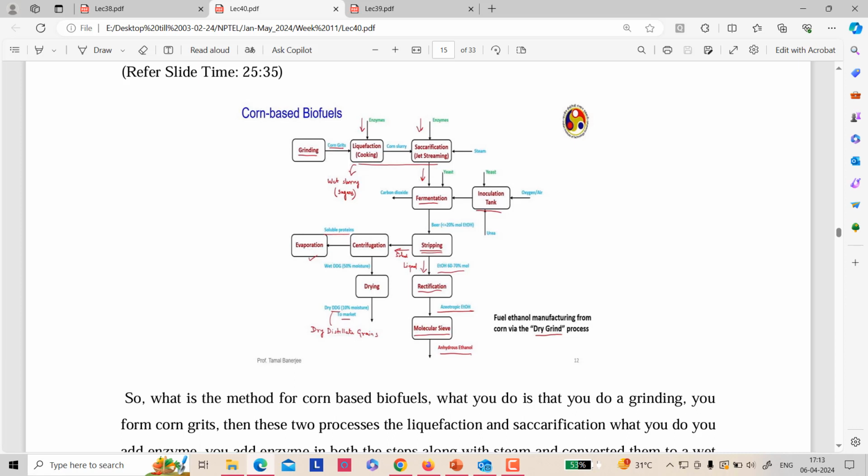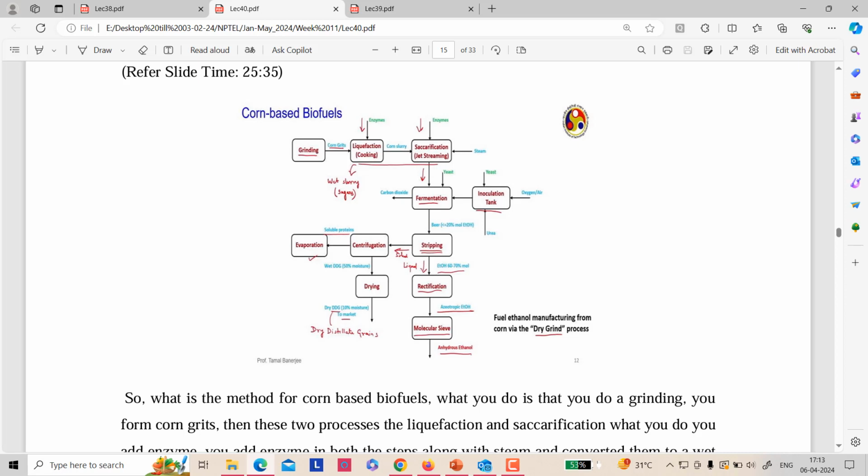And in the fermentation section, the yeast is given. So yeast is pre-incubated in the incubation tank where oxygen and urea are supplied. From there, yeast is collected and given to the fermentation cells where it produces carbon dioxide. And first it produces beer, that is less than 20% ethanol.